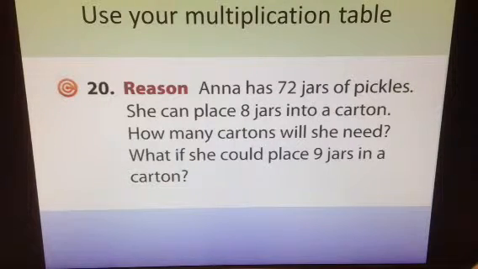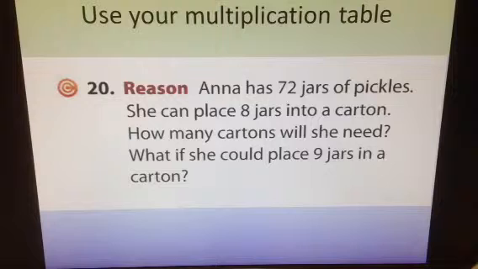To solve this with the multiplication table, we started by finding 8 in the shaded bar at the top of the multiplication table. We dragged our fingers down that column until we got to 72, and then when we saw the 72, we moved to the left until we got to the shaded bar that goes on the left, and we found that the answer was 9. 72 divided by 8 is 9.